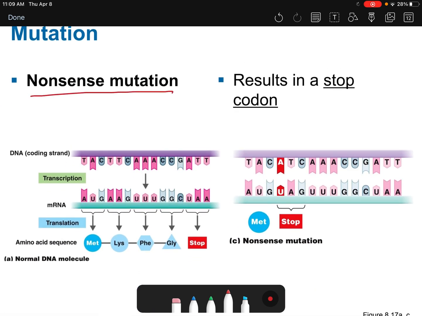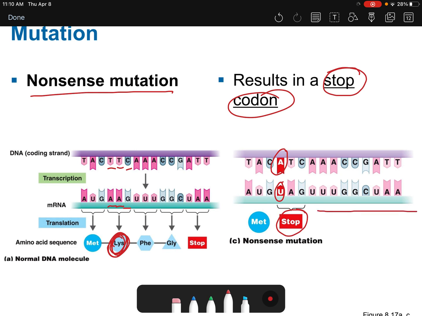A nonsense mutation is one that changes an amino acid into a stop codon. All right? So here, we had lysine as the amino acid. It was TTC, and that coded for AAG in the messenger RNA, which coded for lysine. Well, by changing this right here, this T to an A, it was then copied in transcription as UAG. UAG is a stop codon.